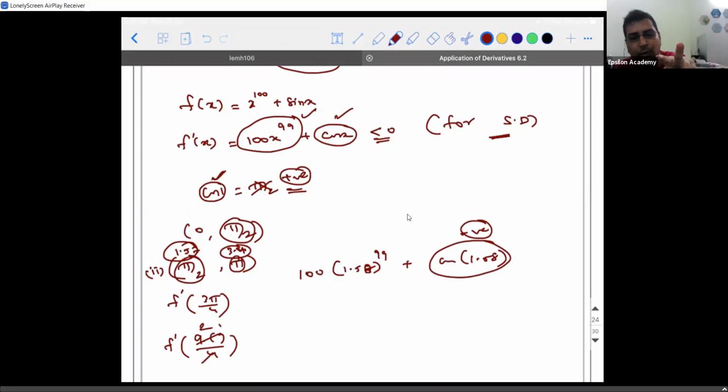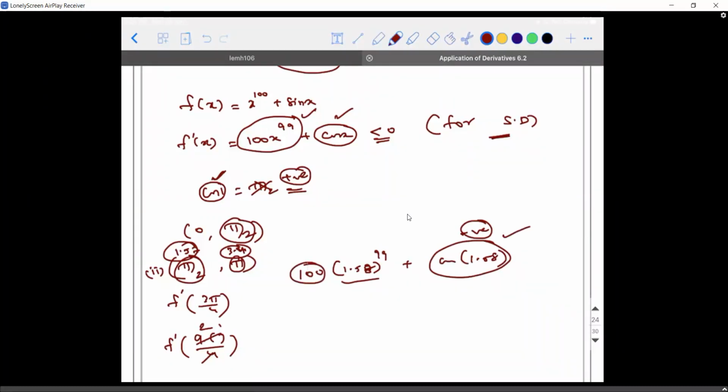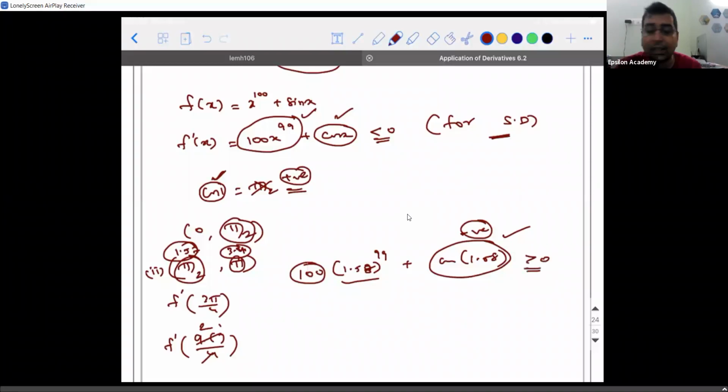Because cos in the second quadrant is negative. But what is happening here is 1.58, any number greater than 1 raised to the power 99 and then multiplied with 100 is definitely going to be a positive value, very much greater than this negative value. Yes, sir. So like that, you substitute any number between pi by 2 to pi, this value will always be greater than 0.